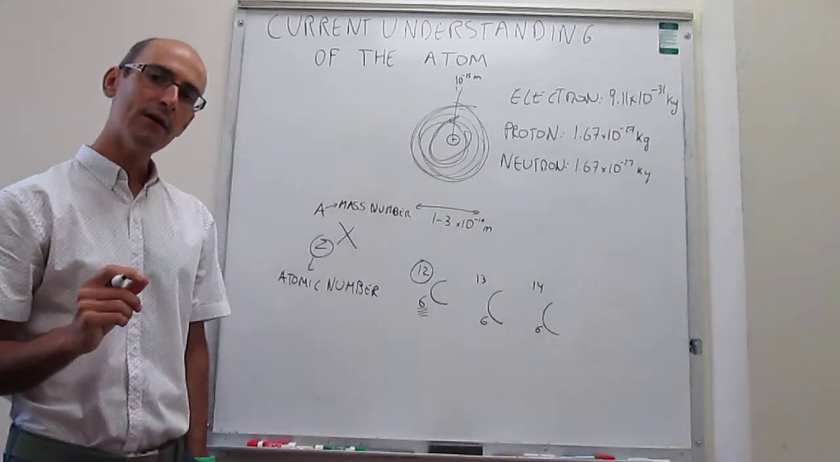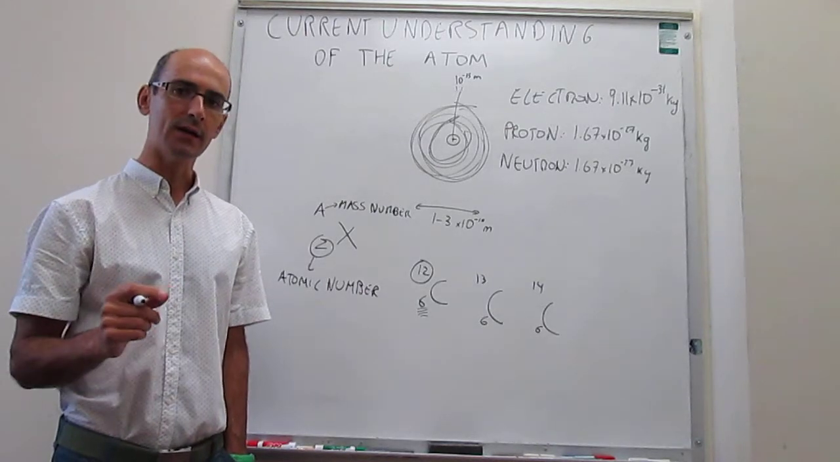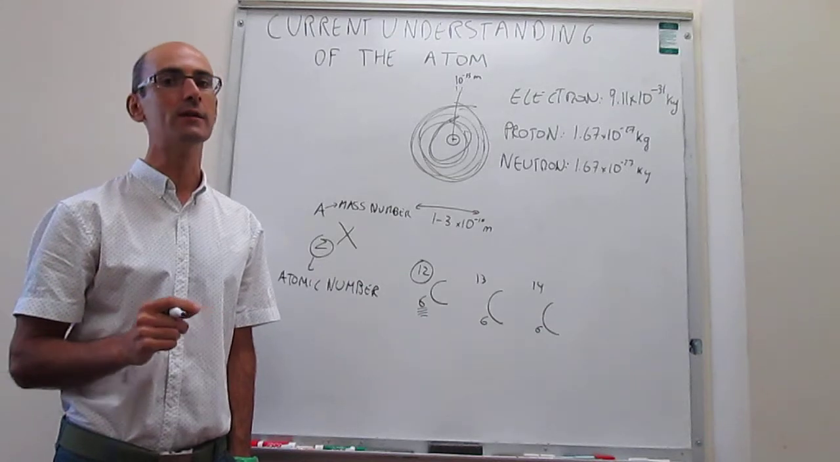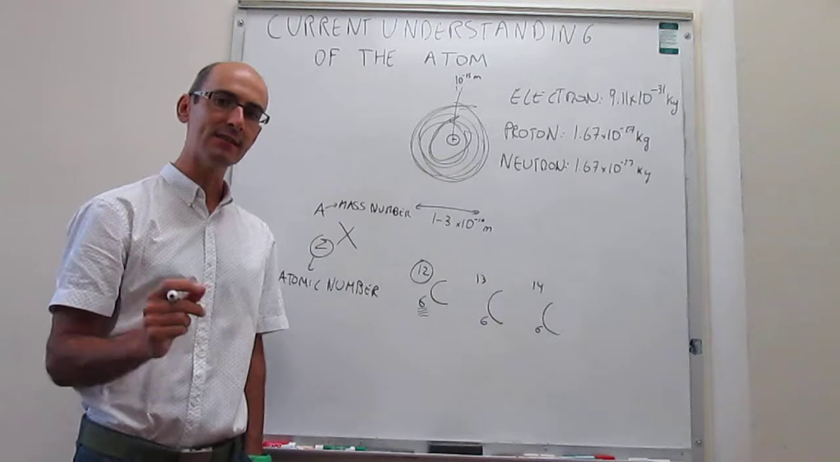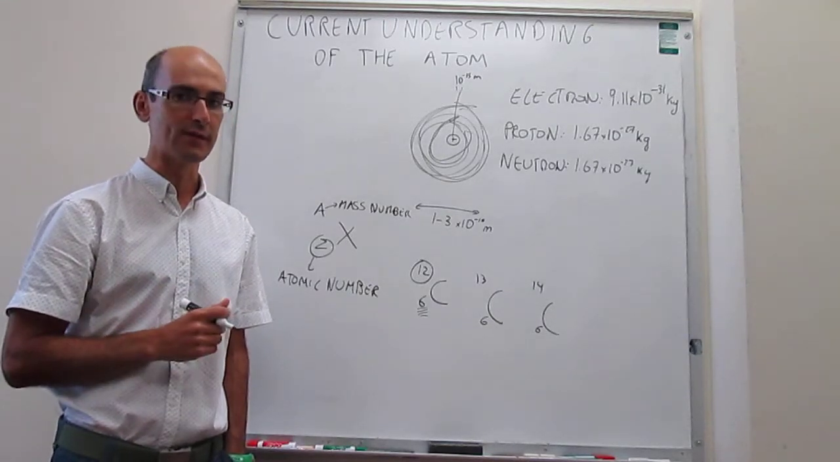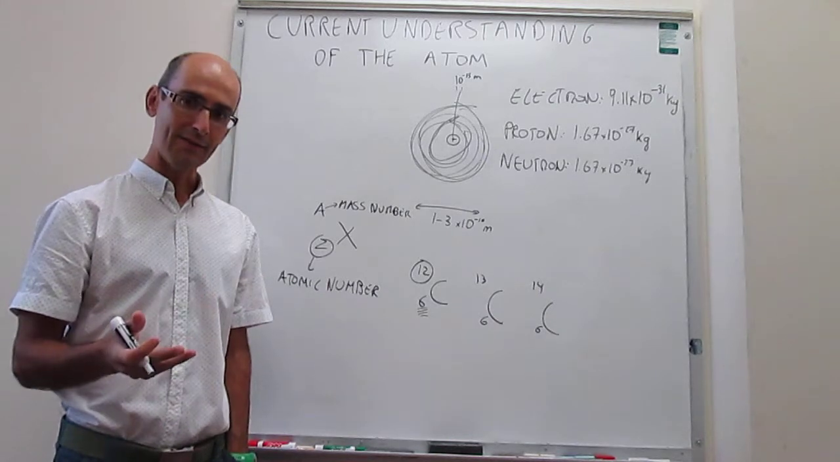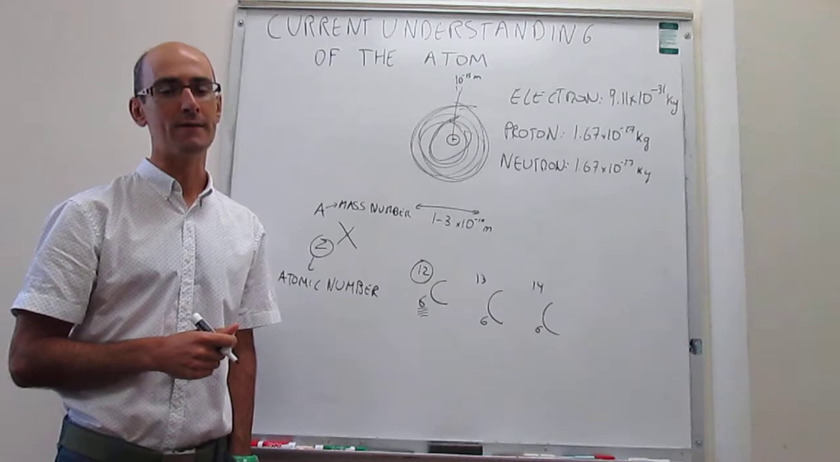So this further reinforces the idea that what is important to determine what element you're talking about is the atomic number, the number of protons. That is the distinguishing element between various elements in the periodic table. But again, the same element might have different atoms which differ by the mass number.